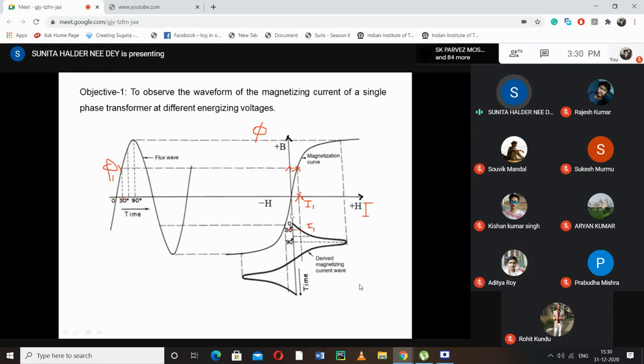So there are two observations. If the applied voltage is sinusoidal, then the flux wave will be sinusoidal. For the linear portion of the magnetization curve, obviously the magnetization current will be sinusoidal, because in the linear portion the change in I will be proportional to the change in phi. But if we go into the saturation zone, then there is no such change in phi for the change in I, because phi is almost constant. In that case, the magnetization current becomes peaky in nature. So obviously we shall observe this if we see it in an oscilloscope. Understood?